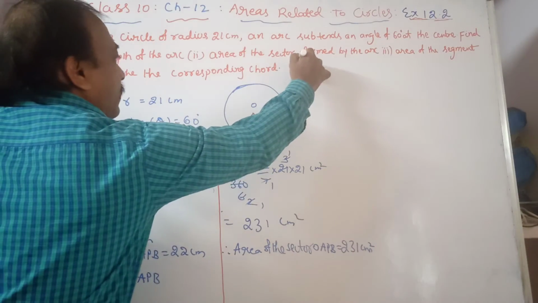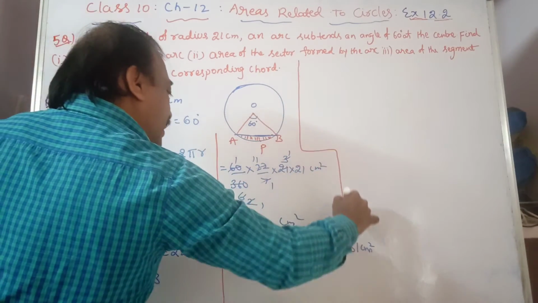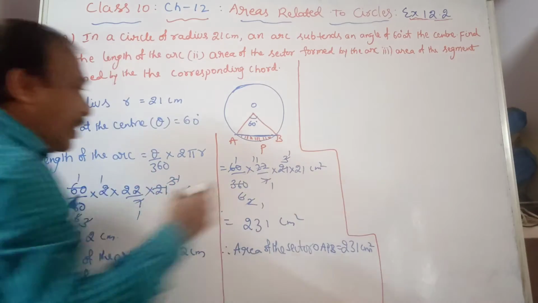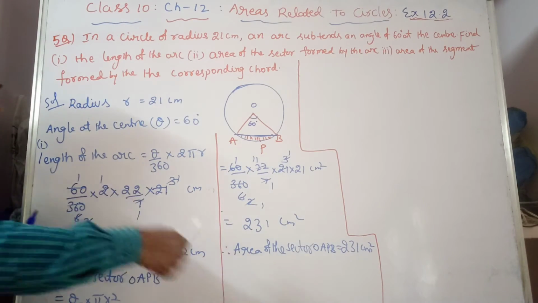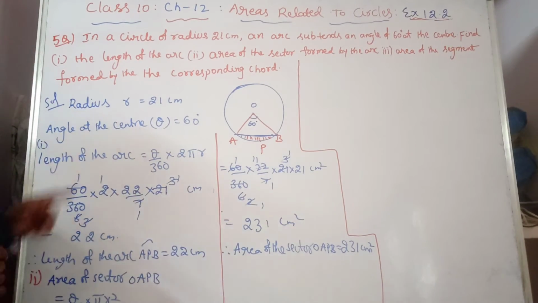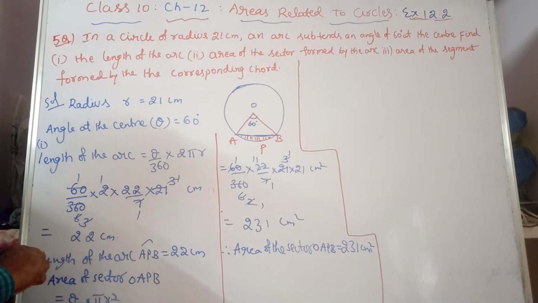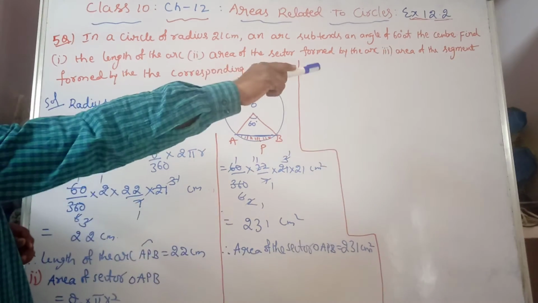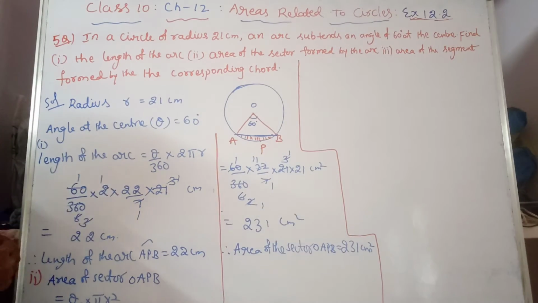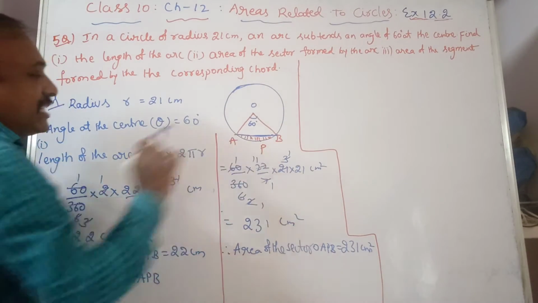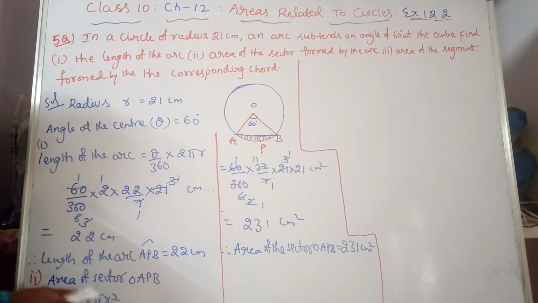Now after finding the area of the sector, what do we have to calculate? That is the second bit, which we got. Now the third one: area of the segment formed by the corresponding chord. To calculate the area of the segment, you need to calculate the area of the triangle.